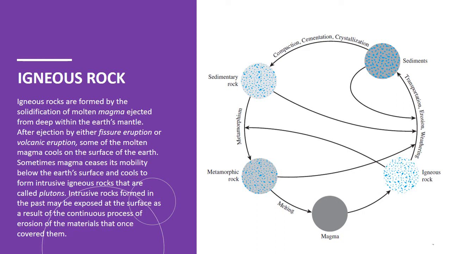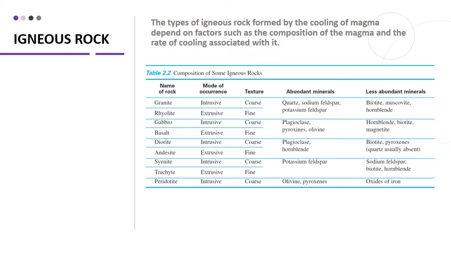the continuous process of erosion of the materials that once covered them. It is formed from magma that cools and solidifies within the Earth's crust, so its structure is coarse. It is abundant with quartz, sodium feldspar, and potassium feldspar. It does not have much of biotite, muscovite, and the other one. We also have here the rhyolite, the gabbro, and the basalt. These are the kinds of igneous rocks and their mode of occurrence, their texture, and the minerals that are abundant in each of these kinds of rocks.